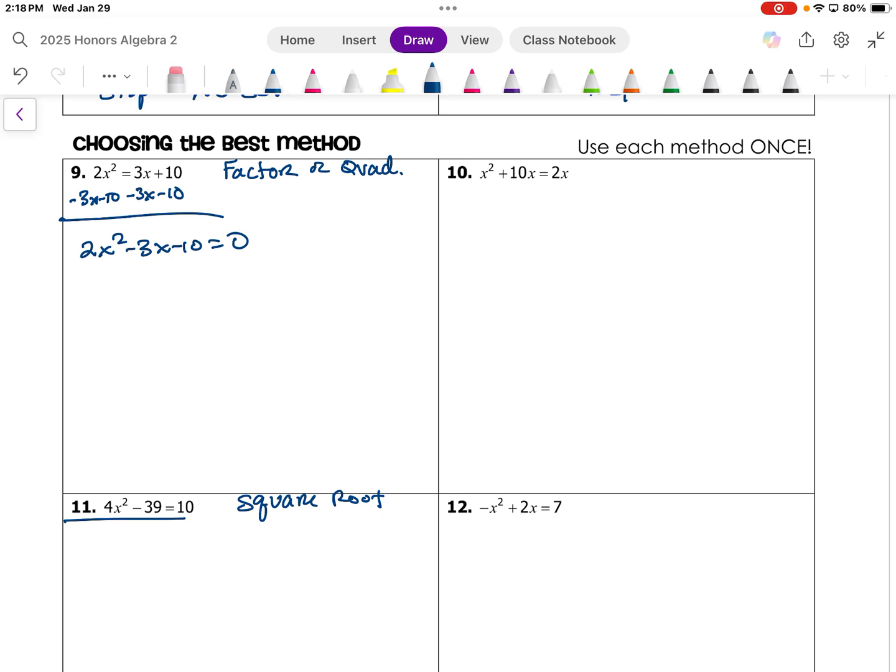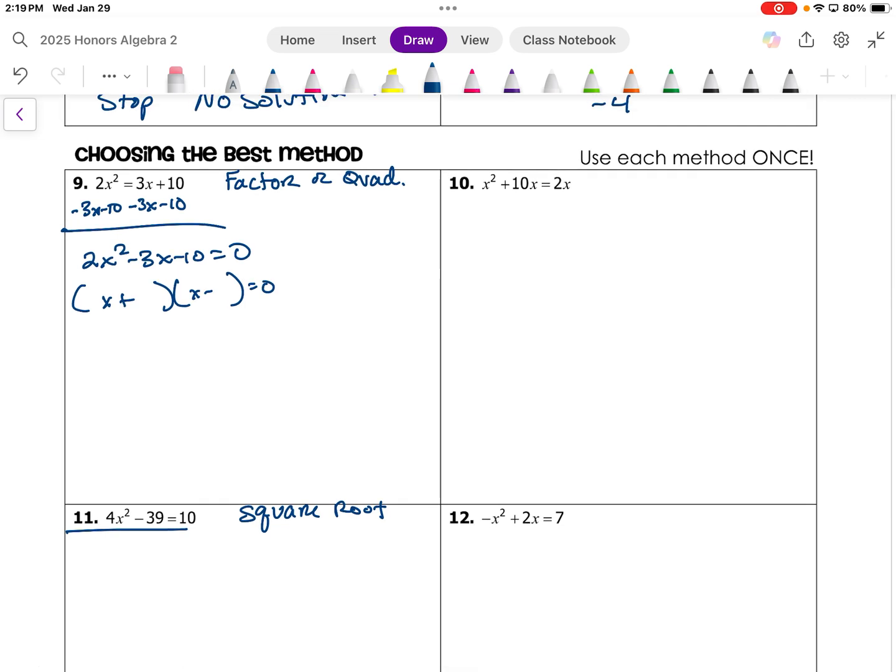And then I'm going to get it set up, and I'm going to go through and say, is there a way to do it? x plus, x minus. Let's see, factors of 2 are 1 and 2. Factors of 10 are 1 and 10, and 2 and 5. Is there a way to multiply 1 and 2 with 2 and 5 and subtract and get 3? No. Because 2 times 2 is 4, and 5 times 1 is 5, and 5 minus 4 is 1. Okay, so I cannot factor.